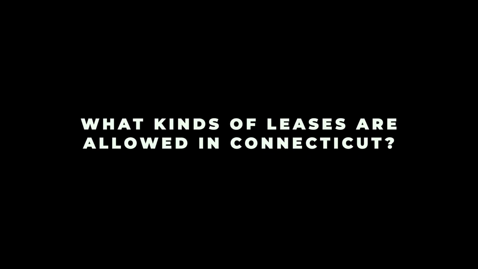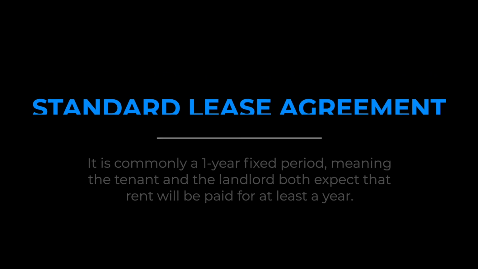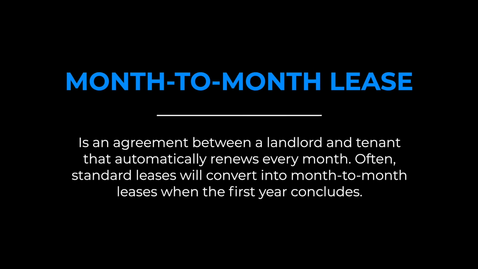So, what kind of leases are allowed in Connecticut? For residential property, there are many different possible types of leases. Here are the two most common. A standard lease agreement is the most widely used rental contract. It's commonly a one-year fixed period, meaning the tenant and the landlord both expect that rent will be paid for at least 1 year. A month-to-month lease is an agreement between a landlord and a tenant that automatically renews every month. Often, standard lease agreements will convert into month-to-month leases when their first year concludes.